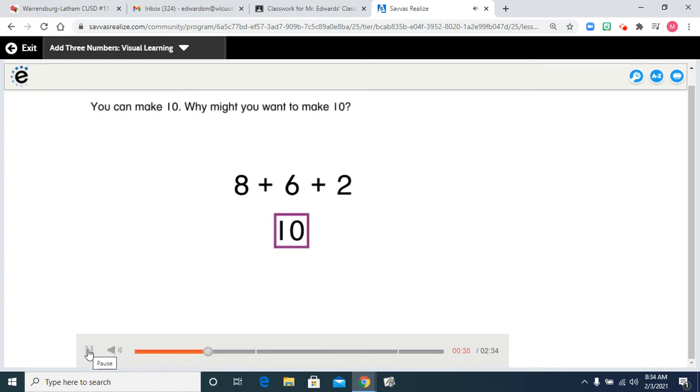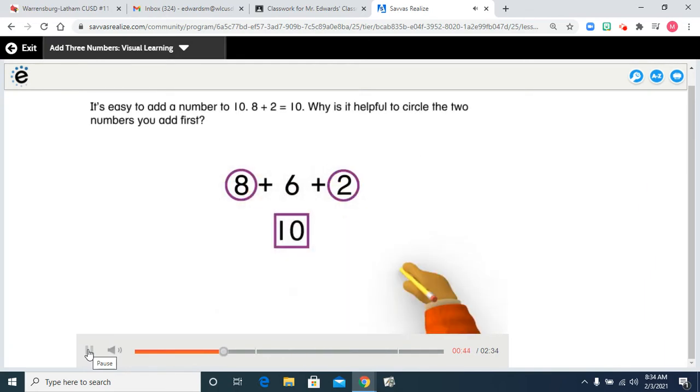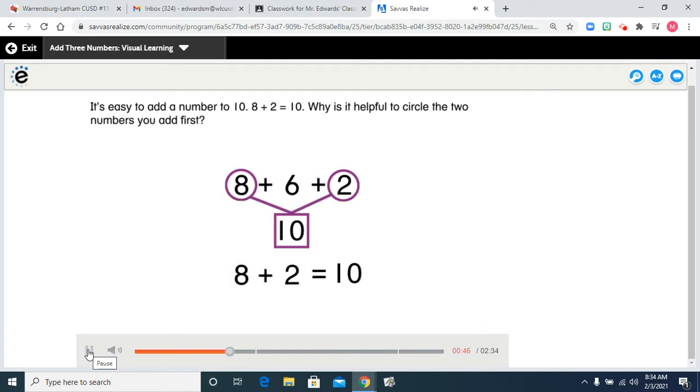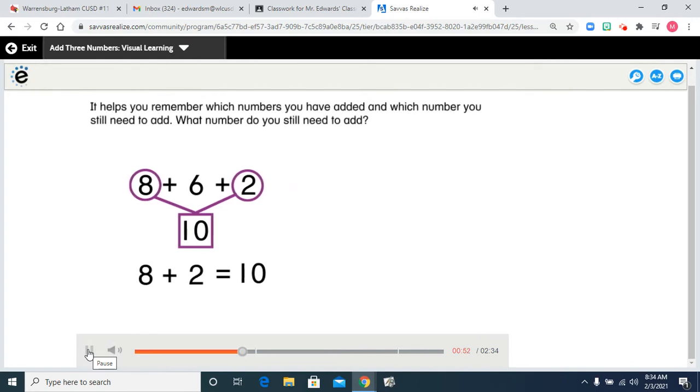You can make 10. Why might you want to make 10? It's easy to add a number to 10. 8 plus 2 is equal to 10. Why is it helpful to circle the 2 numbers you add first? It helps you remember which numbers you have added and which number you still need to add. What number do you still need to add?